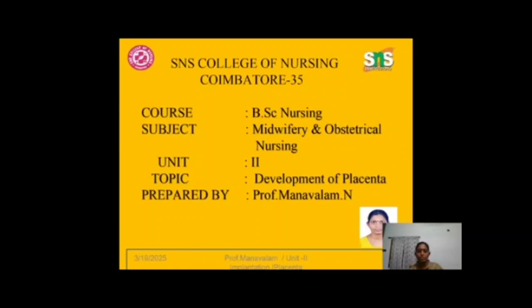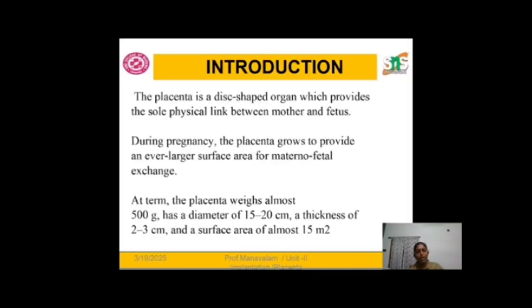Now we are going to see the continuation of implantation, that is, development of the placenta. The placenta is a disc-shaped organ which provides the sole physical link between the mother and the fetus. During pregnancy, the placenta grows and provides an ever larger surface area for maternal-fetal exchange.